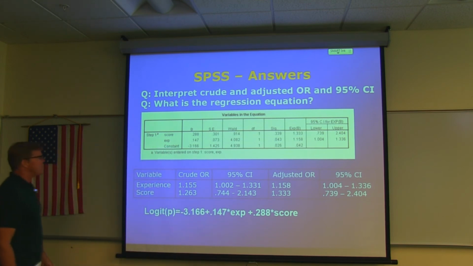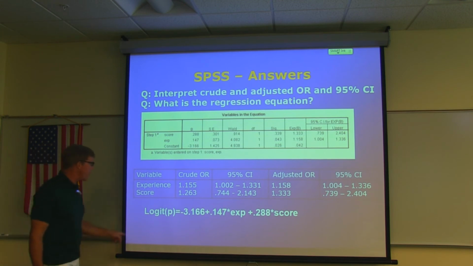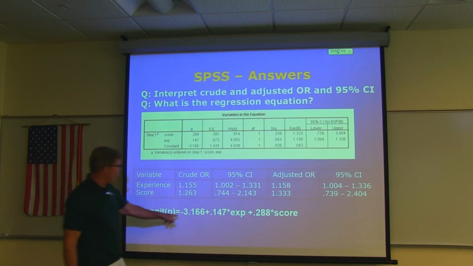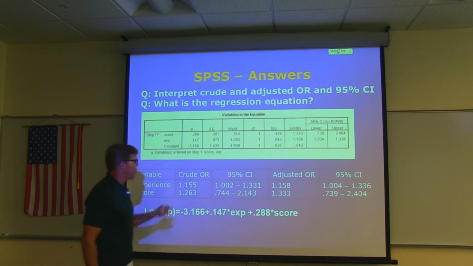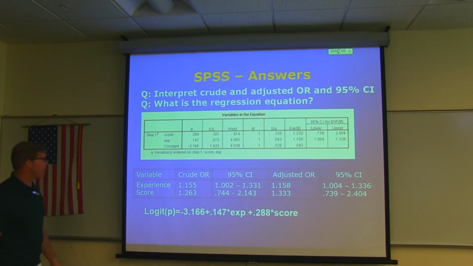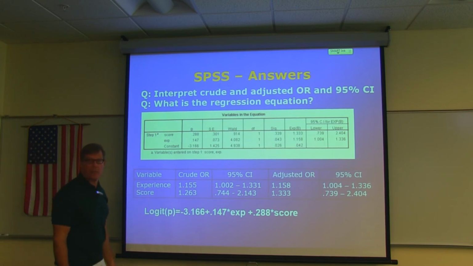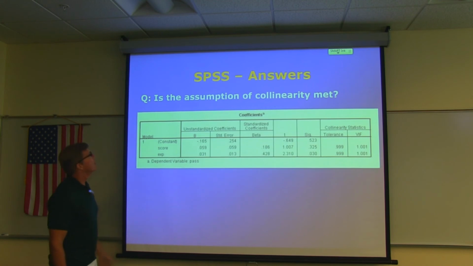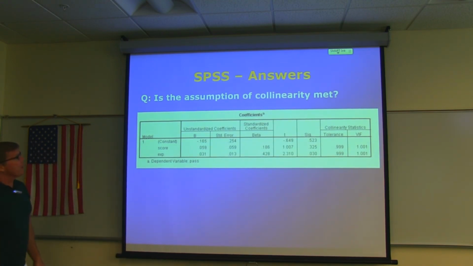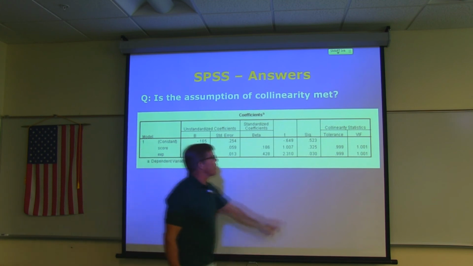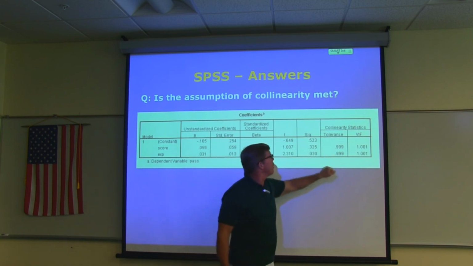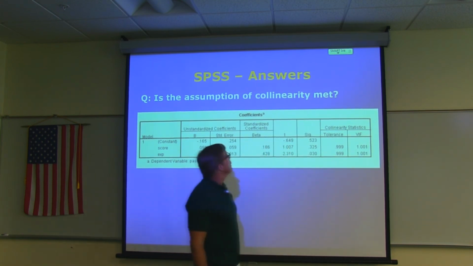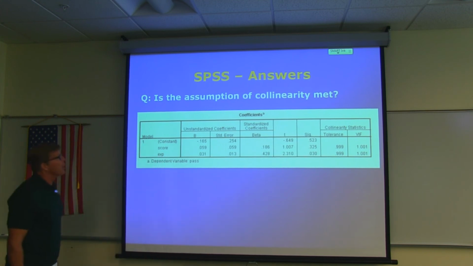Okay, and again, you see we put the equation together. The dependent variable equals the y-intercept, which is this figure, plus 0.147 experience, plus 0.288 score. Logistic regression. So you see a lot of similarity between this and just regular multiple regression. Is the assumption of collinearity met? I believe the answer is yes. Look at our collinearity statistics. Our tolerance is greater than 0.20. VIF is certainly less than 4. Looks like we're doing good on the collinearity score.